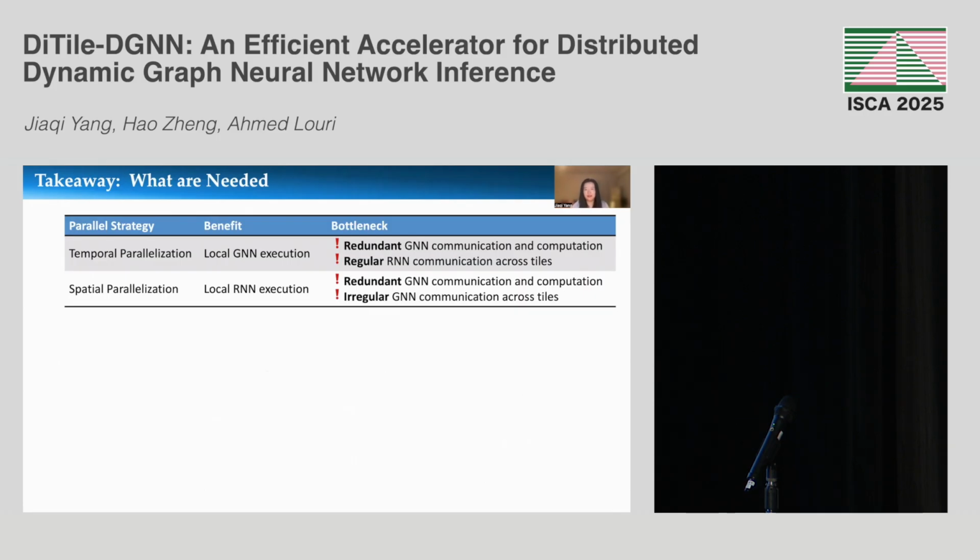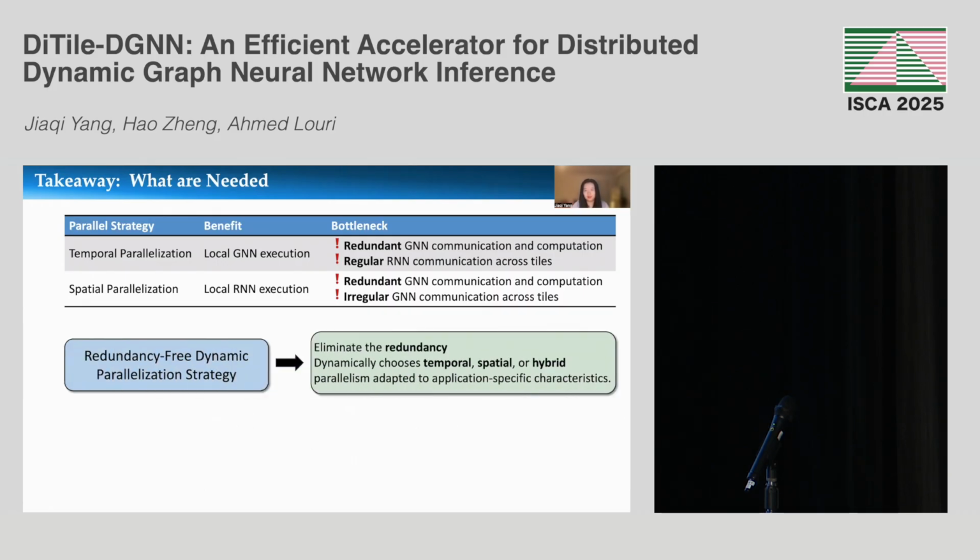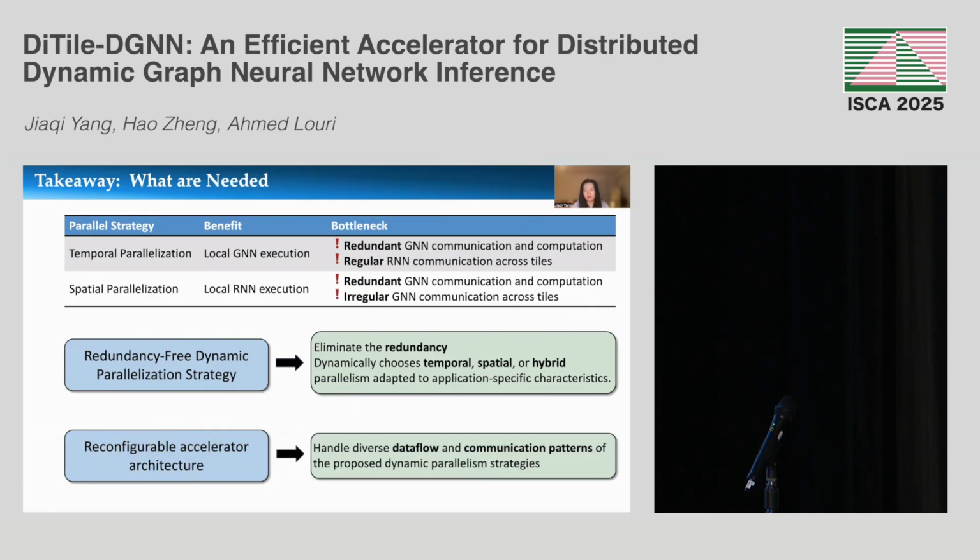To address this, we propose a redundancy-free dynamic parallelization strategy. This strategy eliminates redundancy by reusing data across snapshots and dynamically chooses the best parallelization mode, temporal, spatial, or hybrid, based on the application's characteristics. But to support this dynamic behavior at runtime, we also need a reconfigurable accelerator architecture, one that can flexibly handle diverse data flow and communication patterns across different DGN applications.